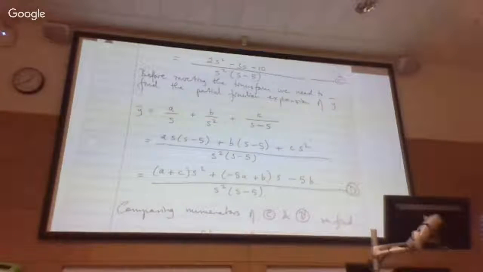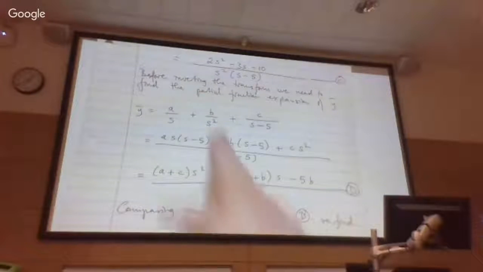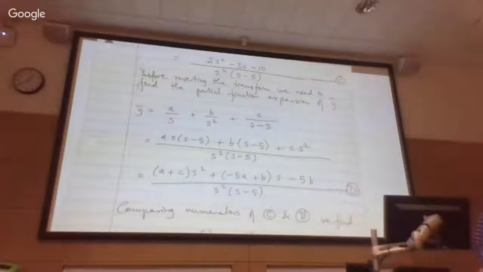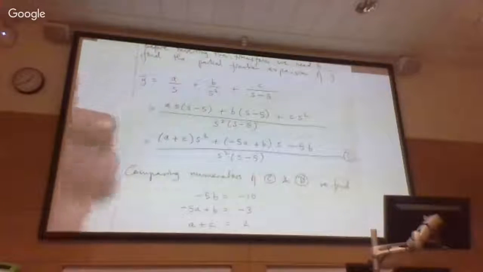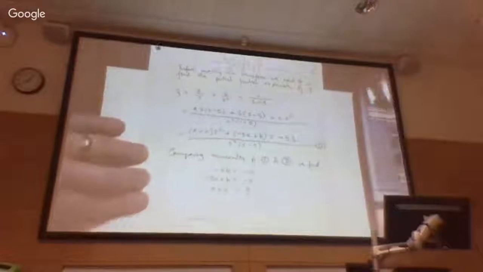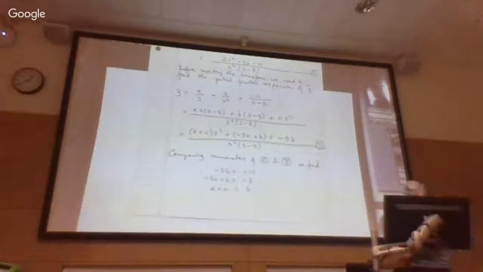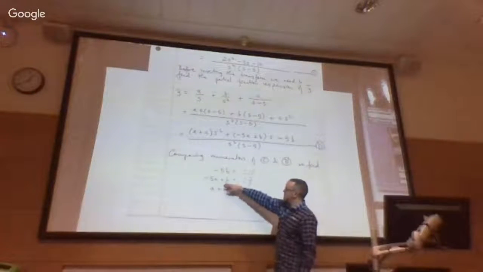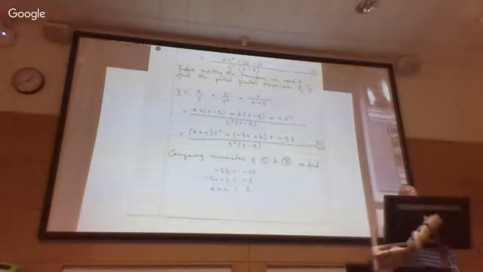Coefficient of S here, this minus 5a plus b, must equal the coefficient of S up there, which is minus 3. And the S squared coefficient, a plus c, must equal the S squared coefficient up there, which is 2. So what you get typically out of this is a system of linear equations in your unknown constants from the partial fraction expansion. System of linear equations, you can always solve by row reduction, by Gaussian elimination.